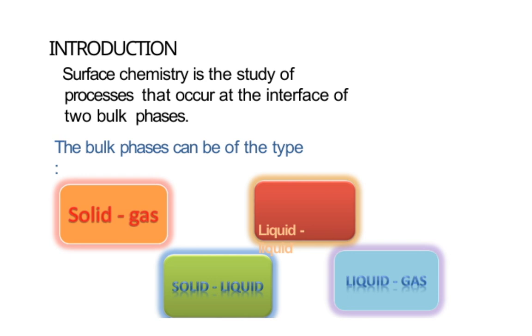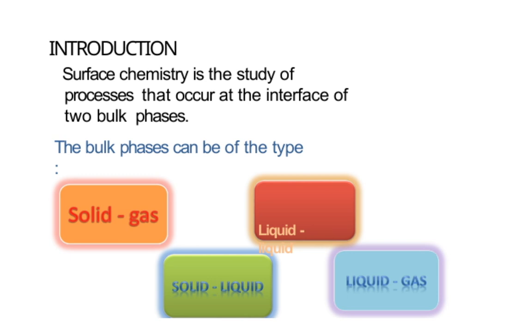Understanding these interfaces is crucial in many fields, from industrial processes to biological systems. For example, in emulsions, the interface between oil and water, both liquids, determines stability and functionality. This brings us to the core idea of surface chemistry. It's all about the processes that happen right at these interfaces.